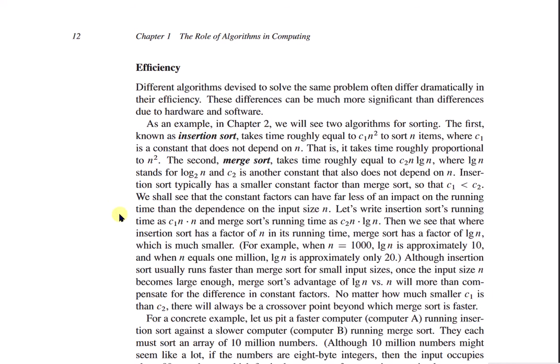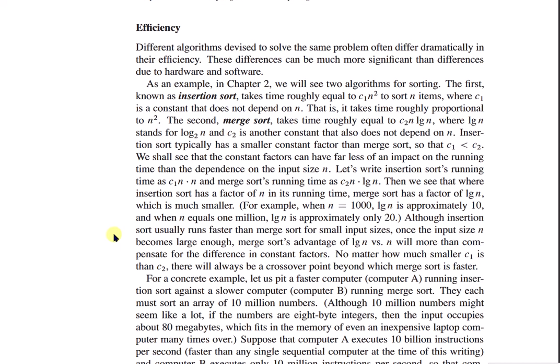Then we see that where insertion sort has a factor of n in its running time, merge sort has a factor of log n, which is much smaller. If n is 1000, log n is approximately 10. For intuitiveness, 2 to the power 10 is 1024, so log of 1000 to base 2 is approximately 10.